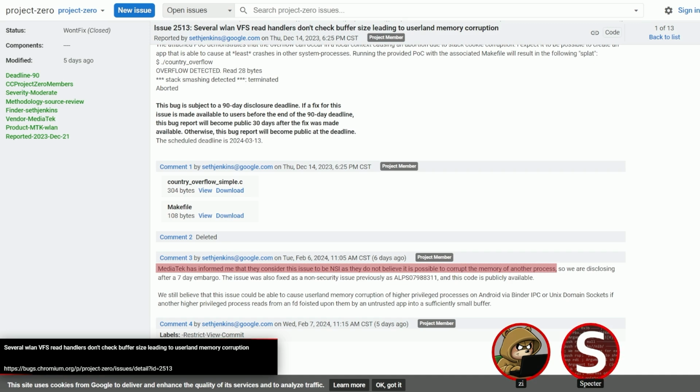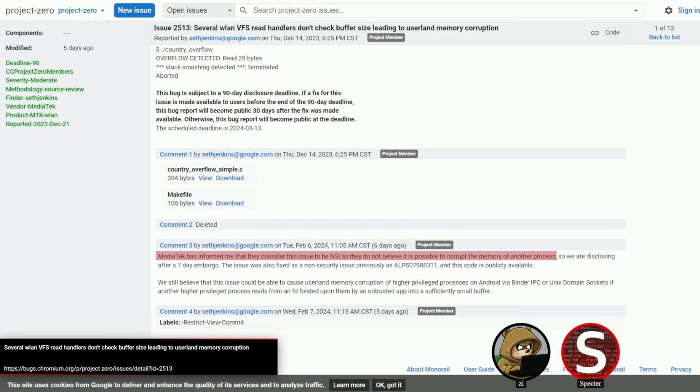I find it interesting that it's just a 7-day embargo. That kind of surprises me a little bit. I think that might have been talked about. It was a long time ago now when we covered Project Zero's policy changes, but I think it was something to the effect of, if the vendor doesn't agree it's an issue or whatever, they reduce the embargo to 7 days.